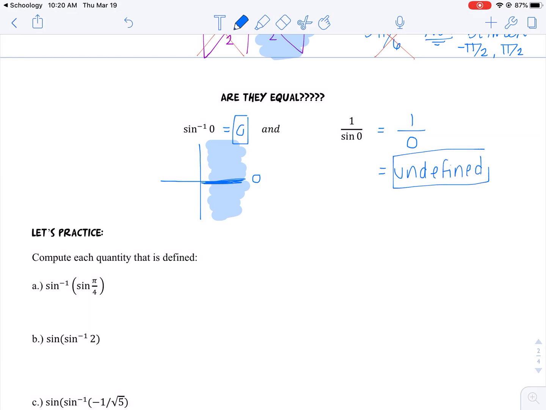So these two things are not equal. So are they equal? No. So don't get that notation mixed up. They're completely different things. It kind of just deals with the inverse versus the reciprocal.